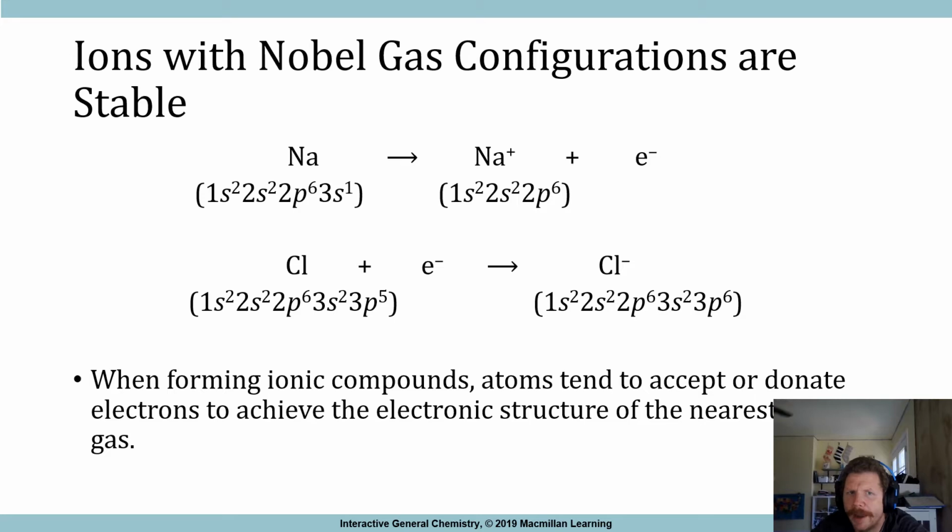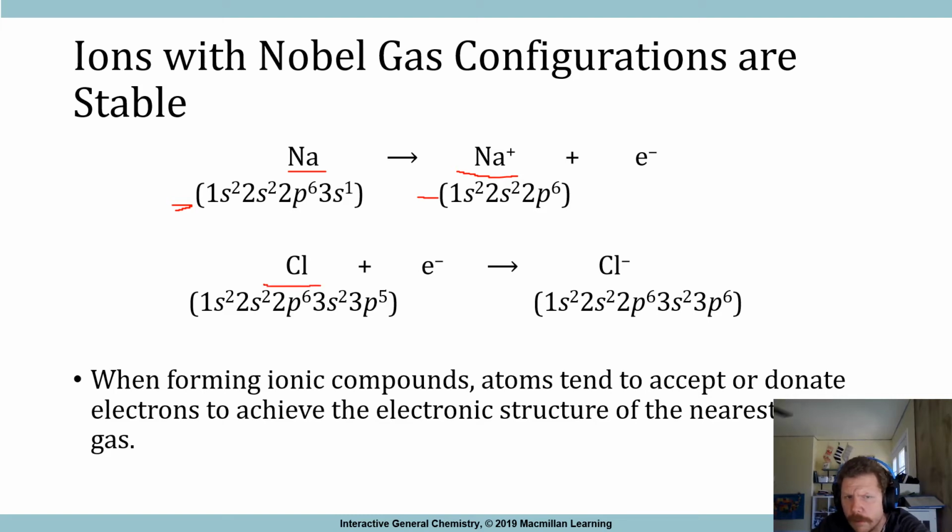A sodium atom forms a sodium ion. The electron configuration changes from, listed right here, to this: 1s2, 2s2, 2p6. So the 3s electron has been lost. Well, where does that electron possibly go? I'll tell you where it goes.